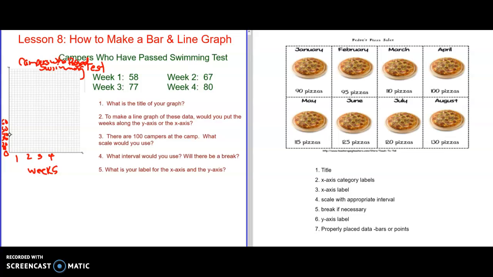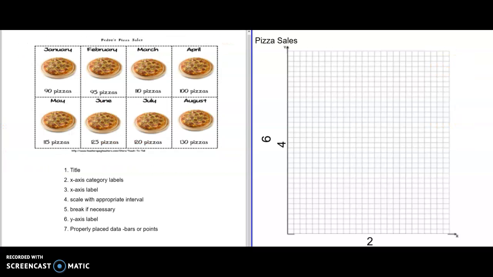Okay, so let's look at another example of a graph. On the left here, I have some information about Pedro's Pizza sales. Here I have the information for January, February, March, April, May, June, July, and August. And down here I have all the things that I'm going to need to make sure that I get into my graph. Now I did some of this ahead of time, so we can move on a little quicker here, guys. But looking over here, number one, title. The title is Pedro's Pizza Sales.